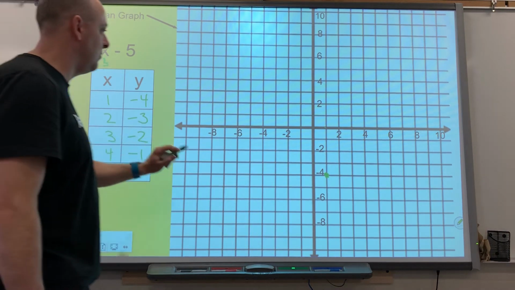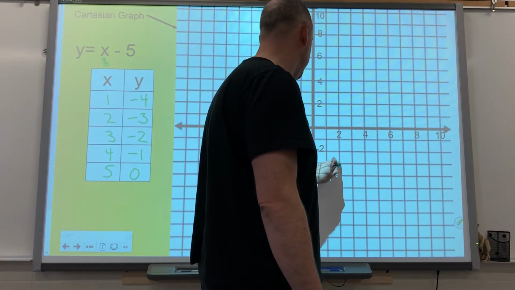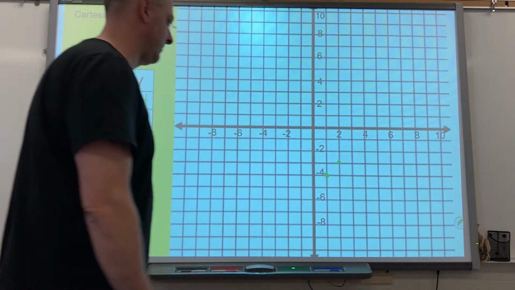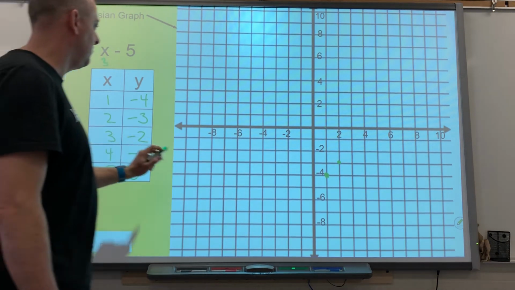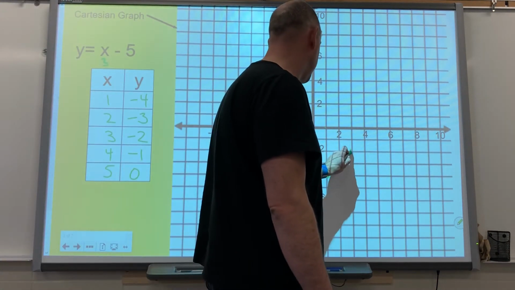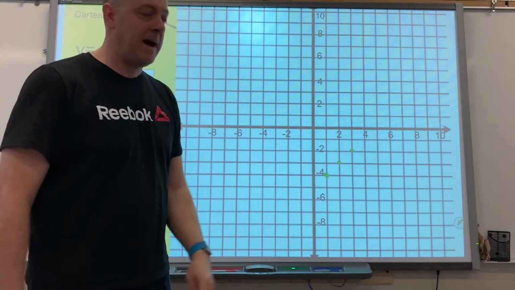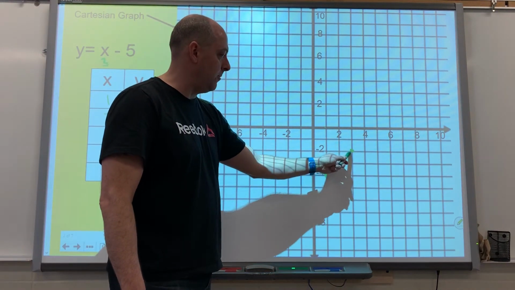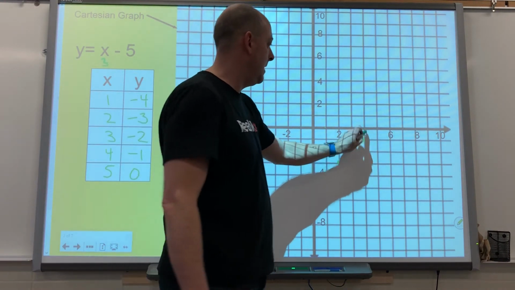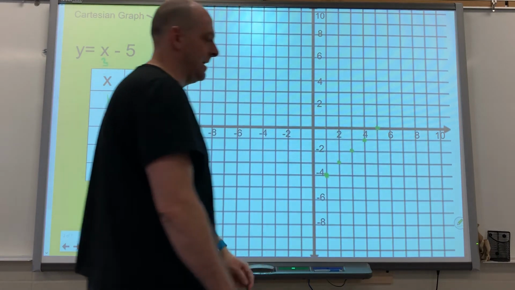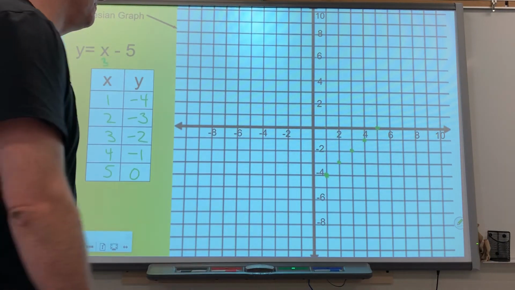Next one, x is 2, y is negative 3. There's 2, negative 3. X is 3, y is negative 2. And we also start to notice a pattern here. It's going up and over 1, up and over 1, up and over 1, up and over 1, so we don't have to keep looking at that table if we establish a pattern.